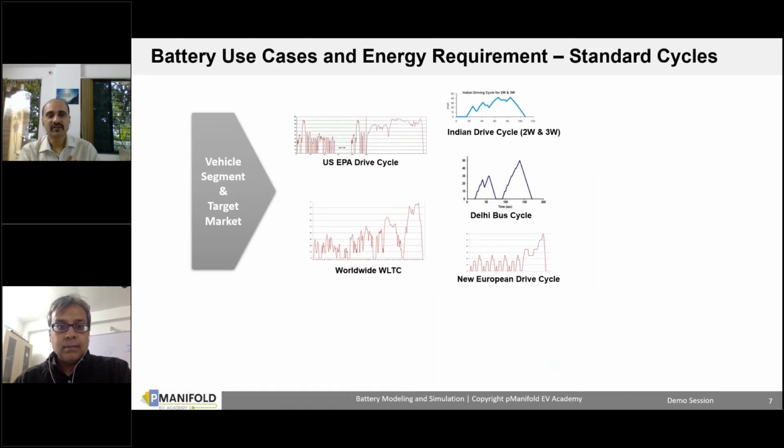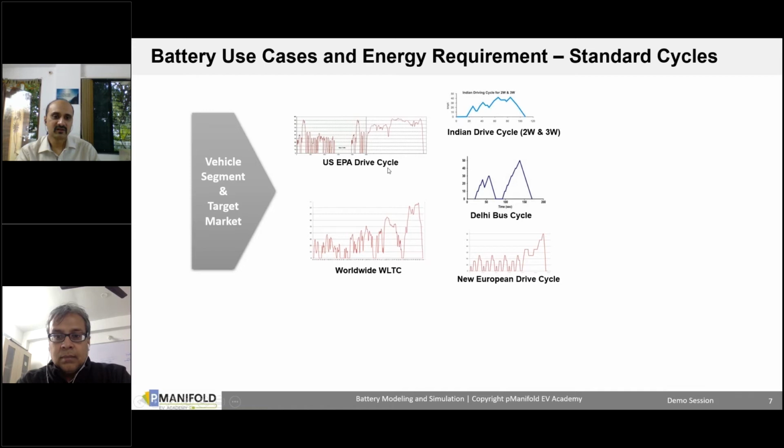Different use cases, again, as we were talking about, have standard cycles which are used across the globe. The US uses a cycle called EPA, and there are other cycles as well in the US. India has a unique distinction of having a dedicated cycle for two-wheelers and three-wheelers. Buses tend to have different cycles. I have just put the Delhi bus cycle as an example, but there are many such cycles depending upon various cities and traffic conditions. Then there is the New European Drive Cycle, which is applicable to passenger vehicles.